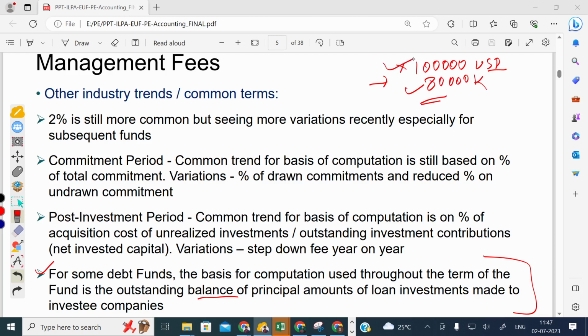Initially, for the first year, you can charge on 100,000, and then for the second year, you can charge it on 80,000 USD. Why, sir? So it might be that 20,000 the company already processed as a pay down. That's the possibility. And where they processed it as a pay down, then you don't need to charge fees on that. So definitely you would have distributed it as a callable distribution, right?